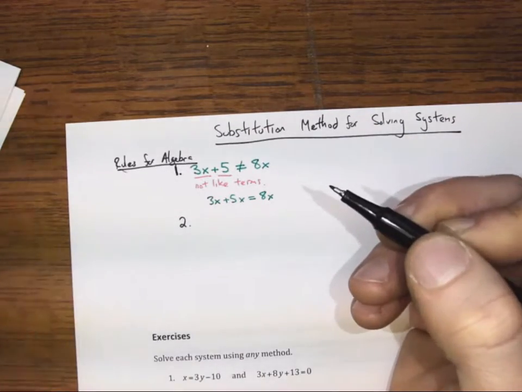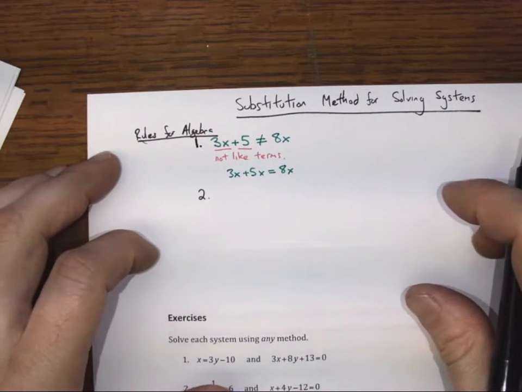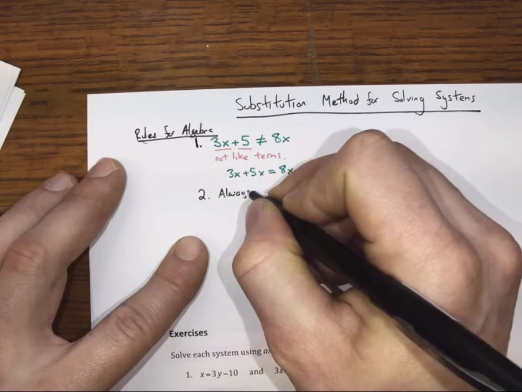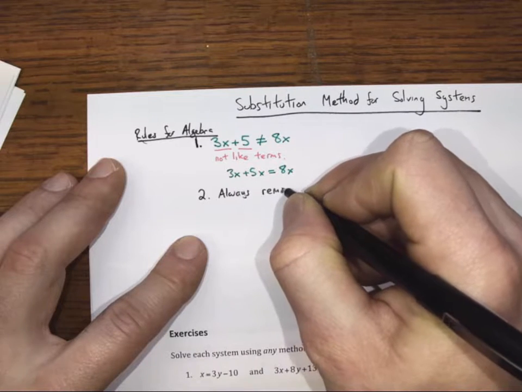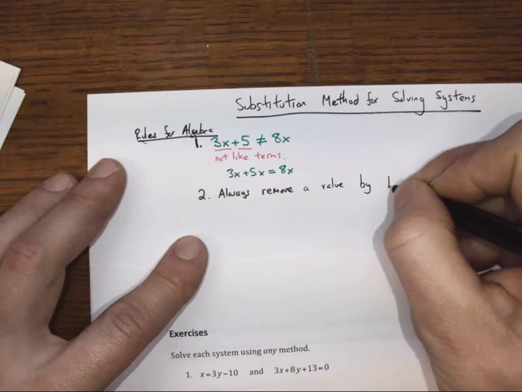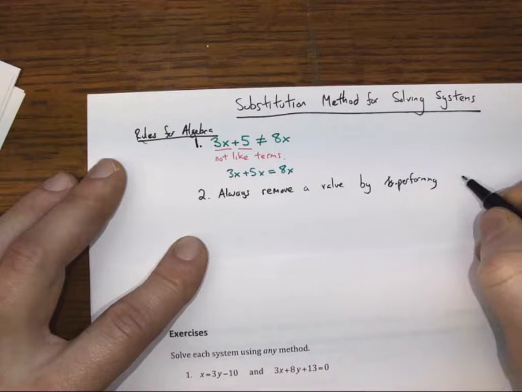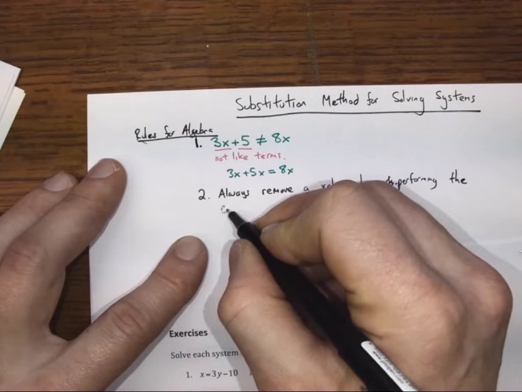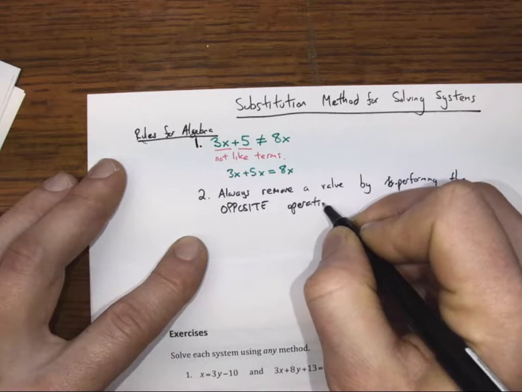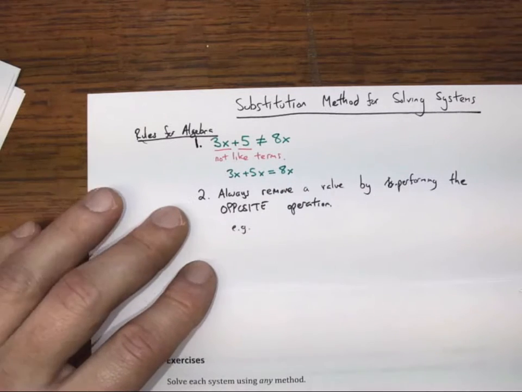Rule number 2. We always remove a value by performing the opposite operation. So, for example, here are some basic examples.